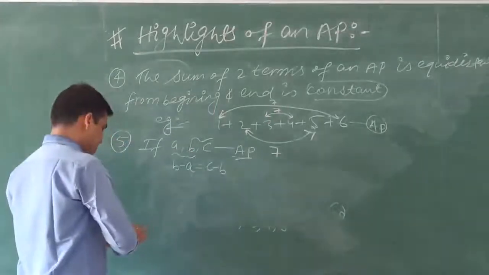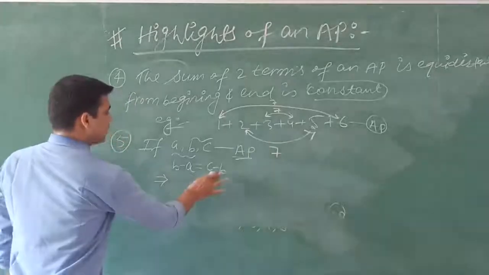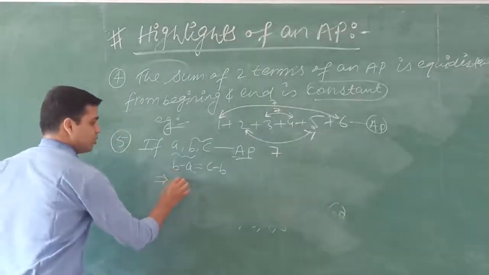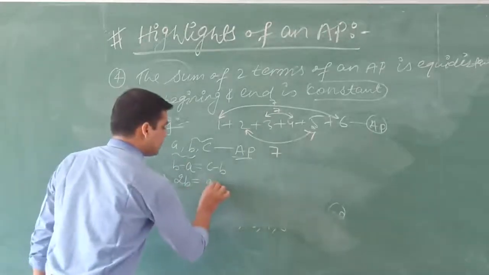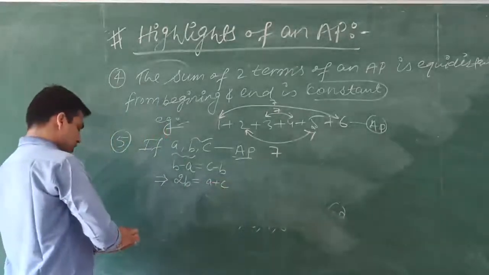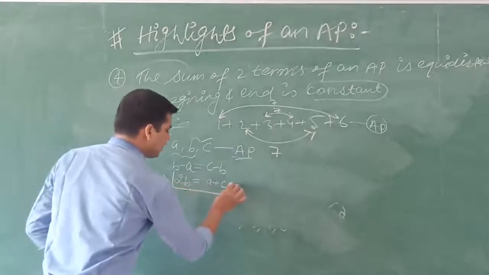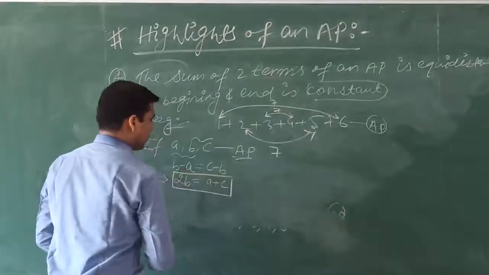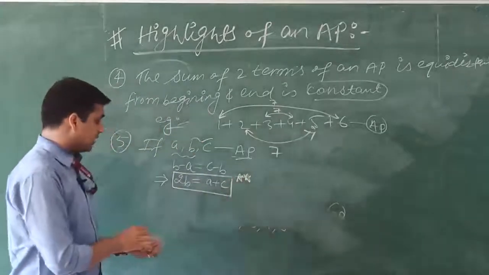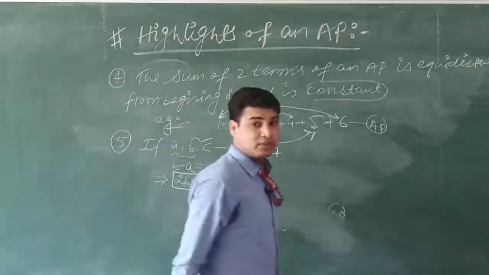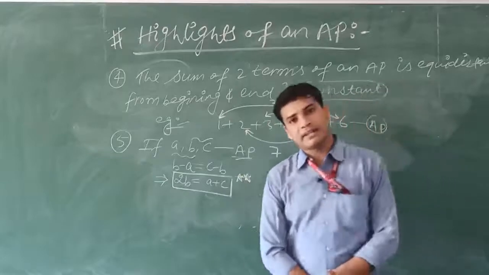After equating, now simplify this. Minus B comes to this side, so you will get 2B, and A I am sending to the right side, so we get A plus C. So we are getting 2B equals A plus C. This is very, very important. If A, B, C are in AP, we can say 2B equals A plus C.